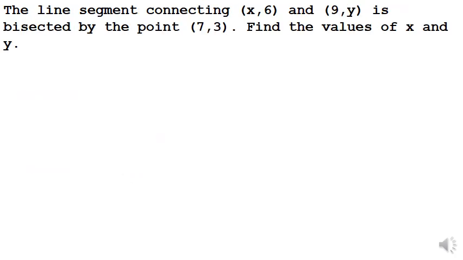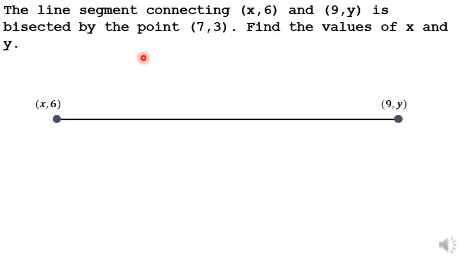Okay, the line segment connecting (x, 6) and (9, y) is bisected by the point (7, 3). Find the values of x and y. Now we have 2 points. It is bisected. We have the first point (x, 6), the other point is (9, y), and it is bisected by a point, meaning bisection is division of a segment into two equal parts, and the point at the midpoint of the segment is (7, 3).